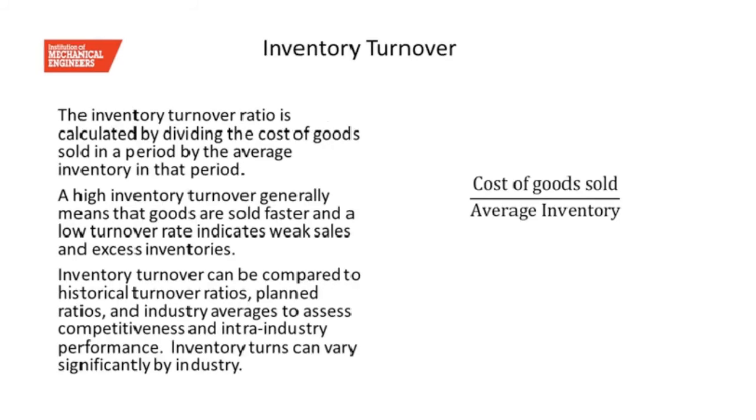Finally, I'll refer briefly to three more essential ratios that indicate both the efficiency of the operation and the control of its cash. And the first of these is the inventory turnover, which, as you can see, is expressed as the ratio calculated by dividing the cost of goods sold in a period by the average inventory in that period. A high inventory turnover generally means that goods are sold faster, and a lower turnover indicates weak sales and excessive inventories. Inventory turnover can be compared to historical turnover ratios, planned ratios, and industry averages to assess competitiveness and intra-industry performance. Inventory turns can vary significantly by industry.